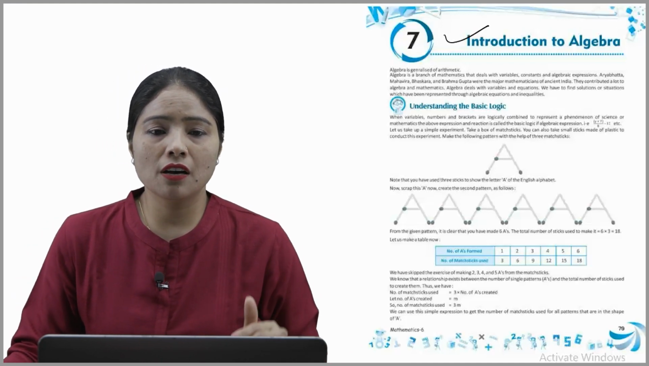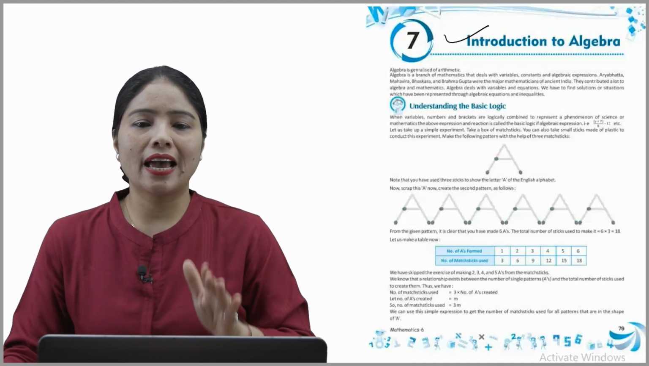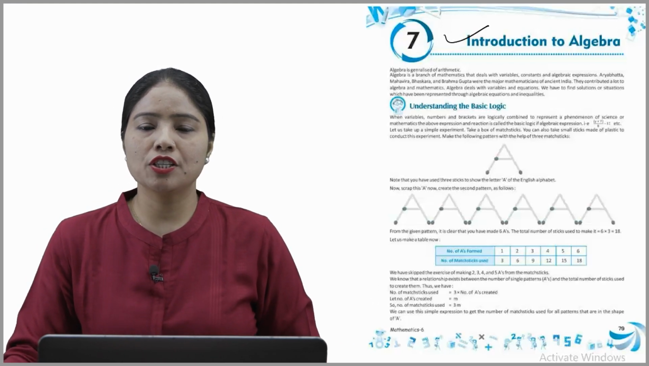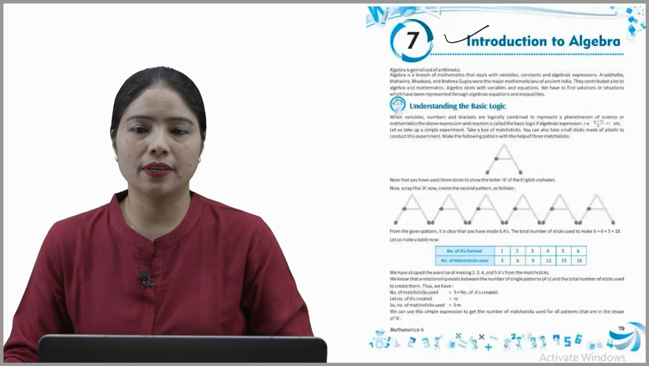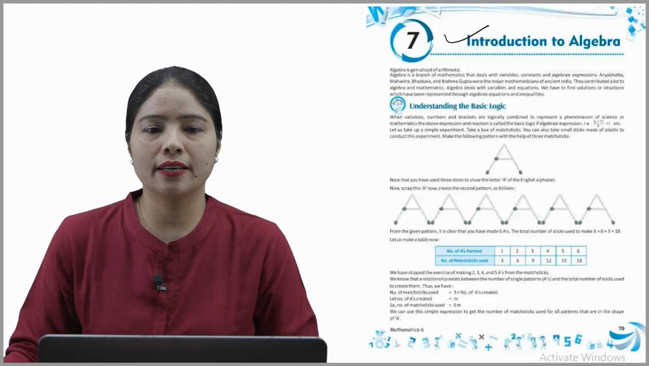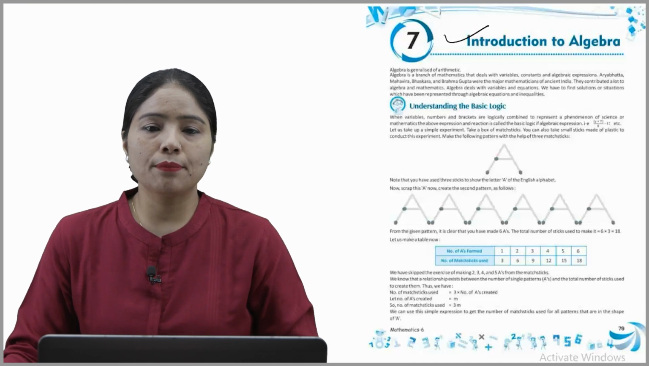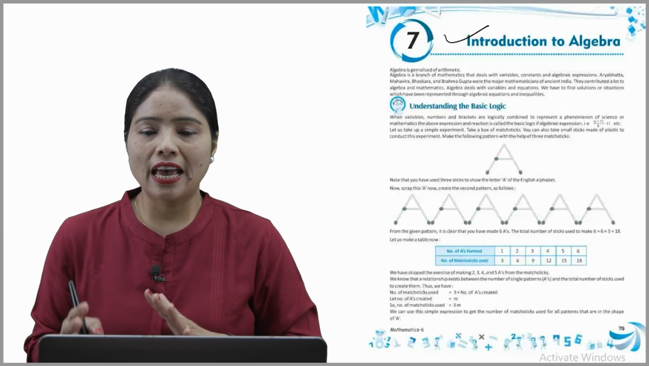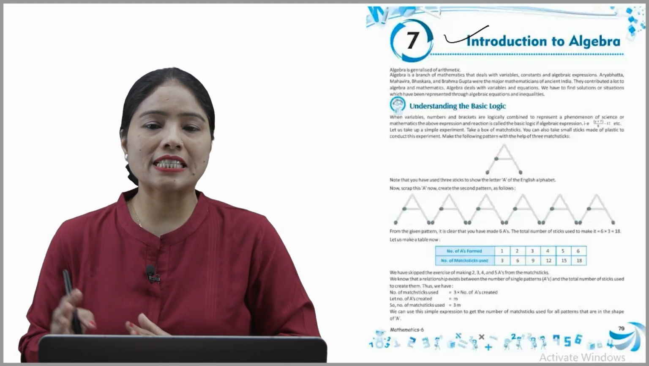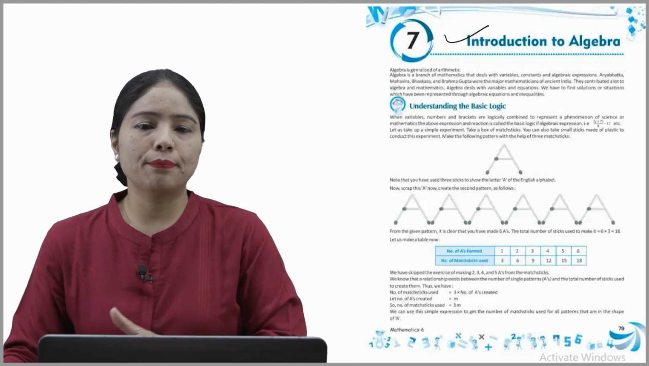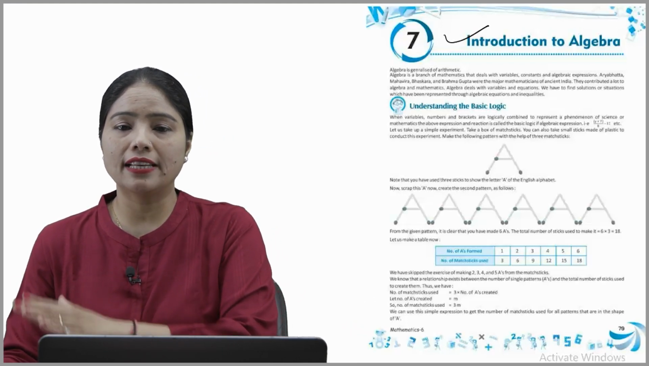Aryabhata, Mahavira, Bhaskara and Brahmagupta were the major mathematicians of ancient India. They contributed a lot to algebra and mathematics. Algebra deals with variables and equations. We have to find solutions for situations which have been represented through algebraic equations and equalities.